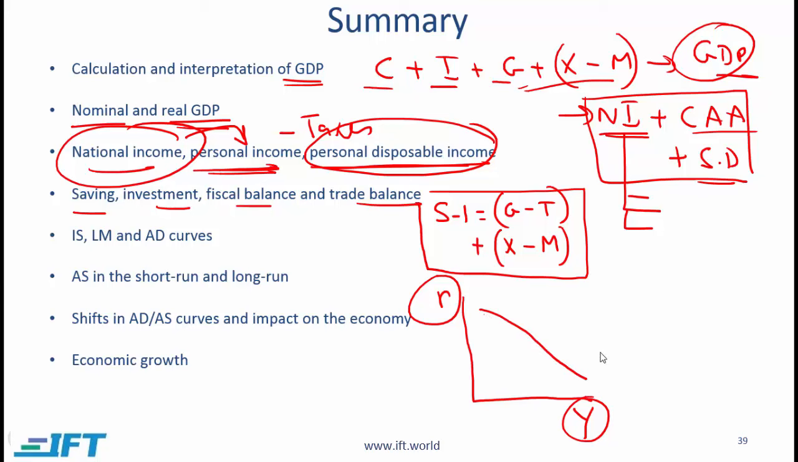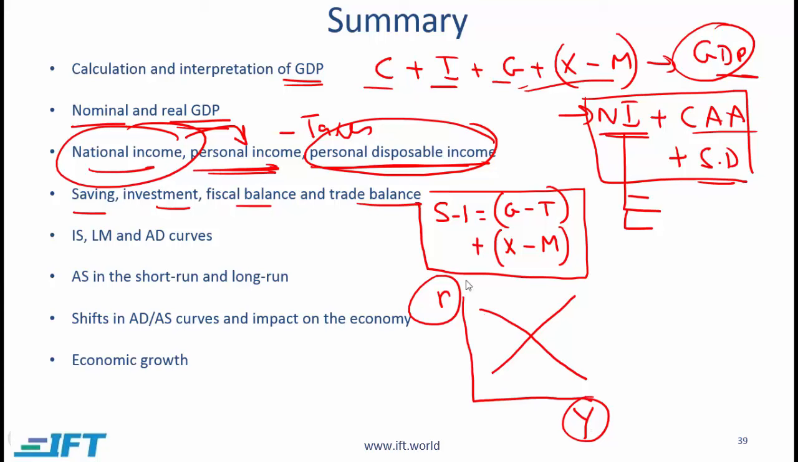Then the LM curve is upward sloping. This shows the relationship between R and Y, where the quantity supplied of real money is kept equal to the quantity demanded of real money. So money markets are in equilibrium.